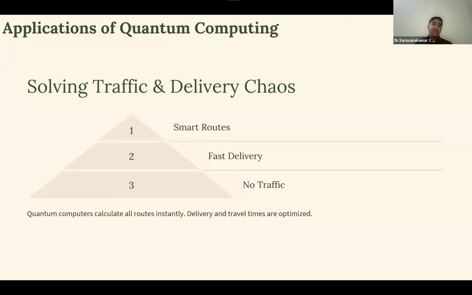And solving traffic and delivery chaos. The very first thing we spoke about with quantum is Singapore. That is the only country which has implemented quantum for optimizing traffic. Yes, quantum can solve traffic.